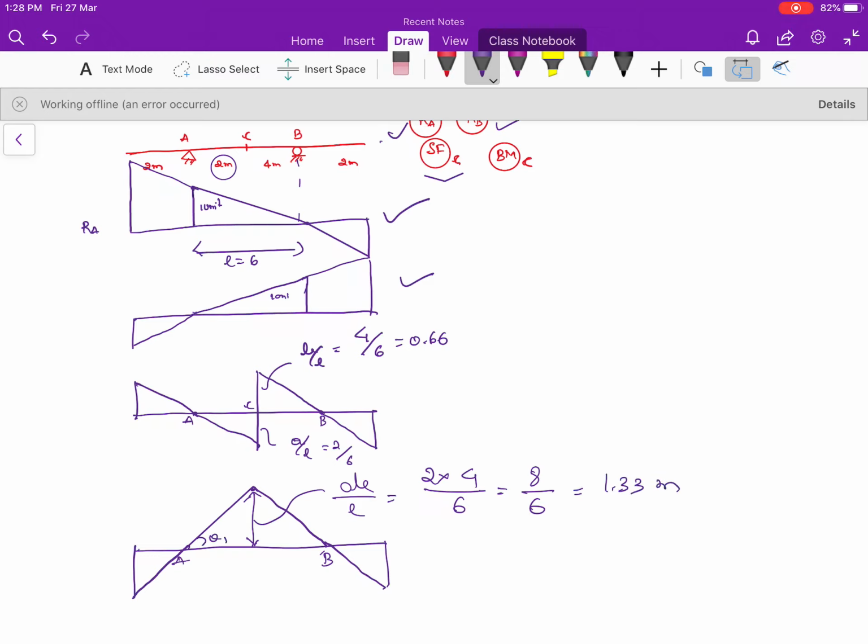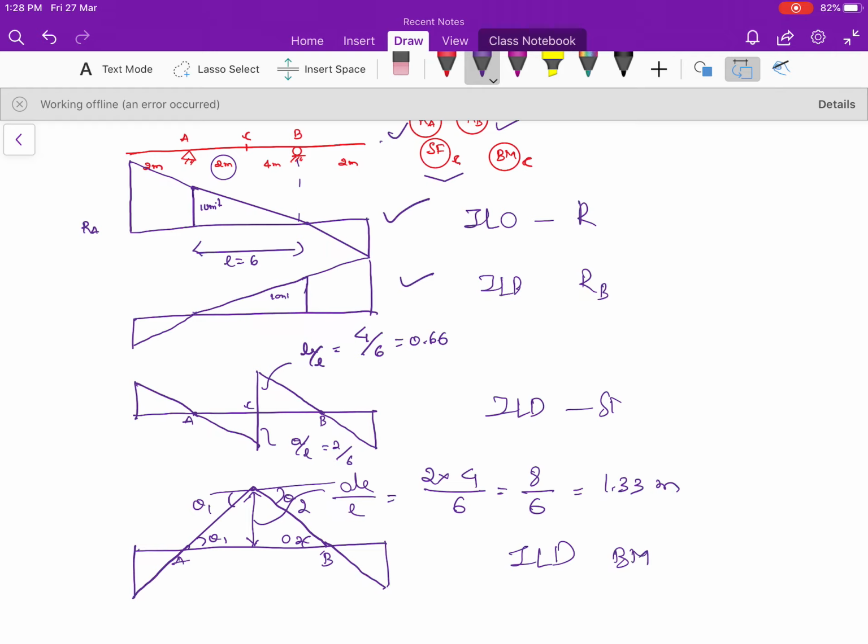Let me take this as theta 1, this as theta 2, and if you take the opposite angles, theta 1, and this will be theta 2. This is the influence line diagram ILD for reaction at A, ILD for reaction at B, influence line diagram for shear force, influence line diagram for bending moment.